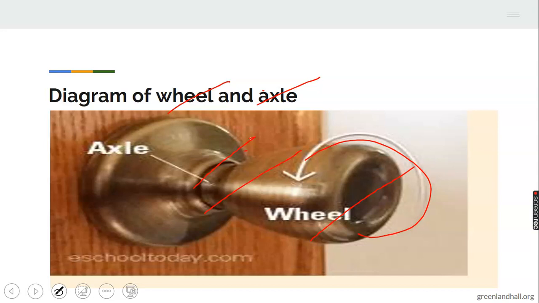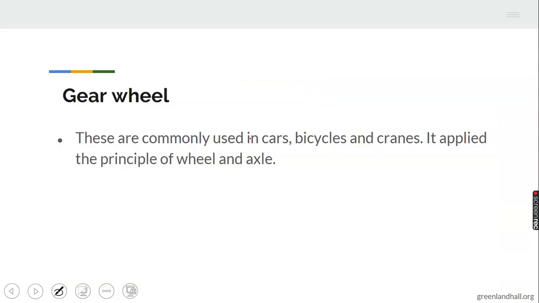And you have some doors that have a handle made of wheel and axle. They use it mostly in hotels and in some homes also, and it works very, very well. It is very important.